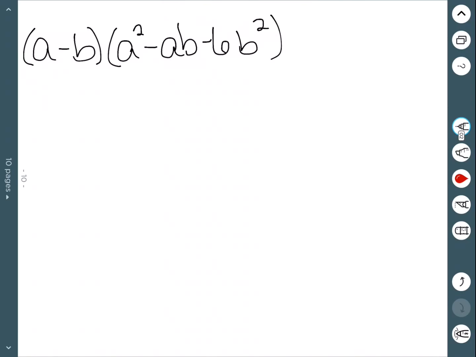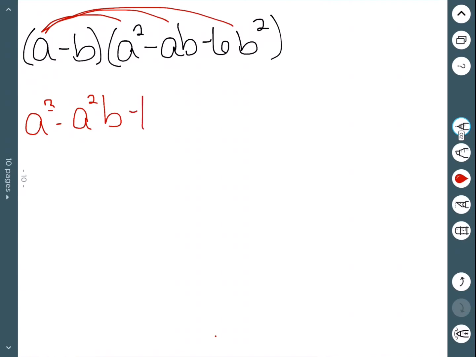We multiply everything in the second parentheses by this first a. A times a squared is a cubed. A times ab is a squared b. It's a negative. A times negative 6b squared would be negative 6ab squared.